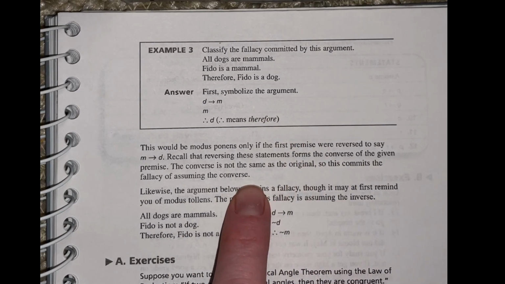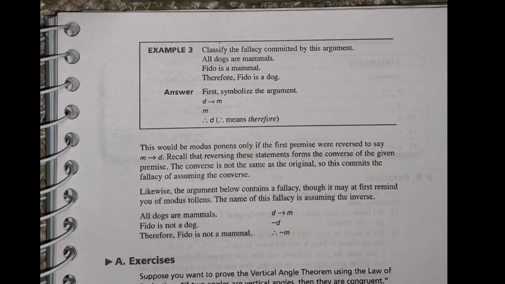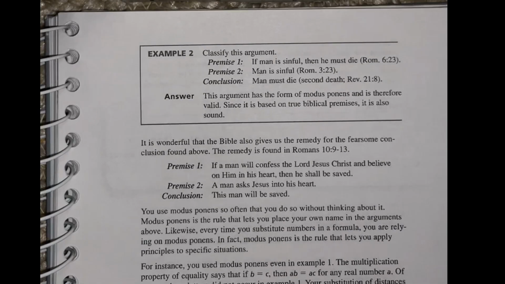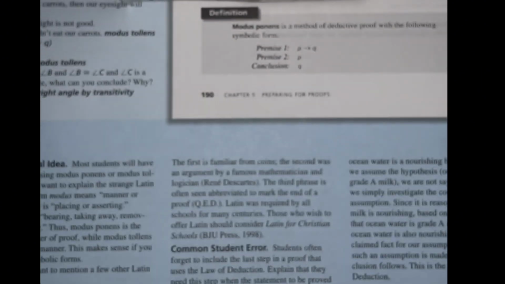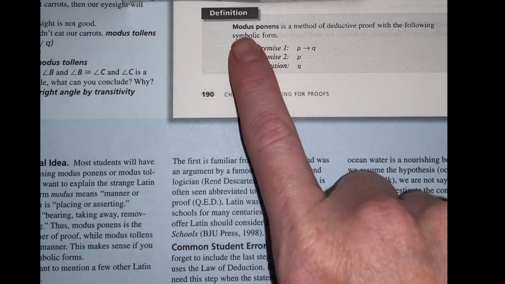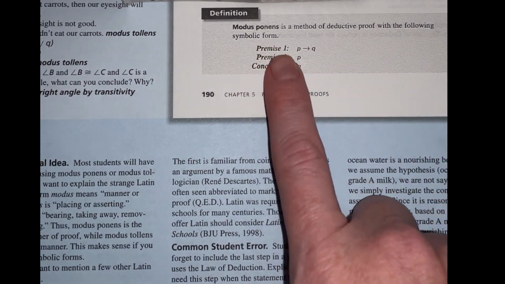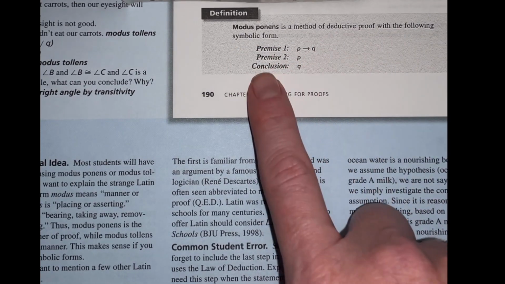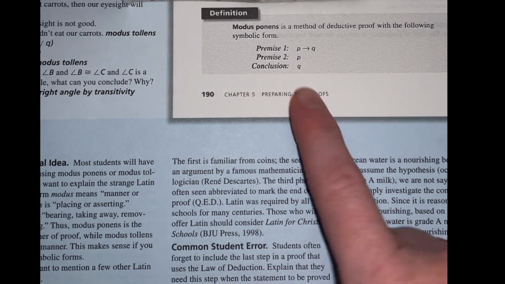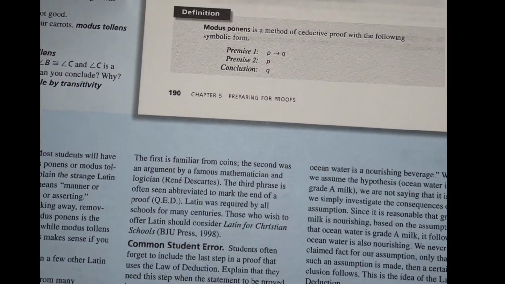And they determined that based on, and I'm going to pull this back up because you're going to need to do this during your homework, and I'm actually going to do a lot of your homework with you. Let's see. Come back in. So modus ponens is a method of deductive proof with the following symbolic form. If P, then Q. So the premise was Q, conclusion P. Q, excuse me. So that's how we determine that.